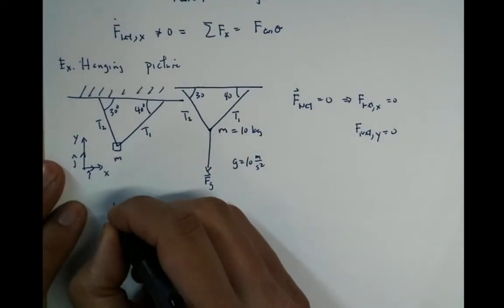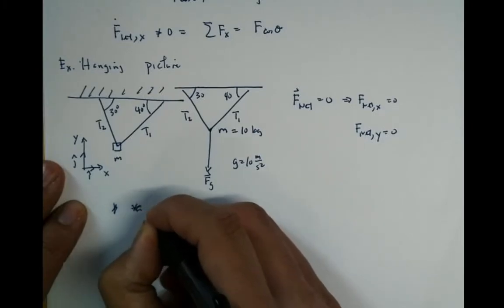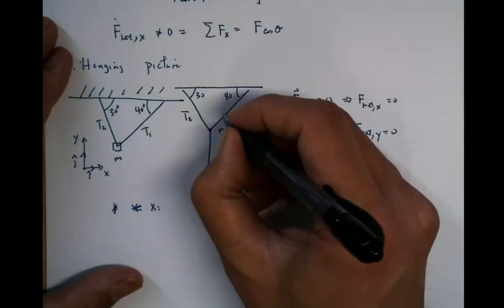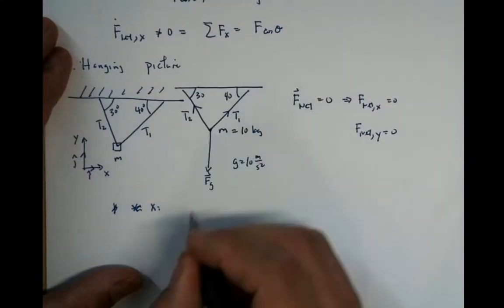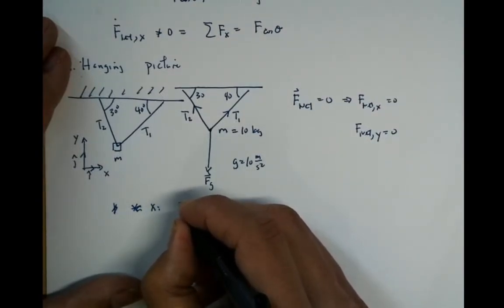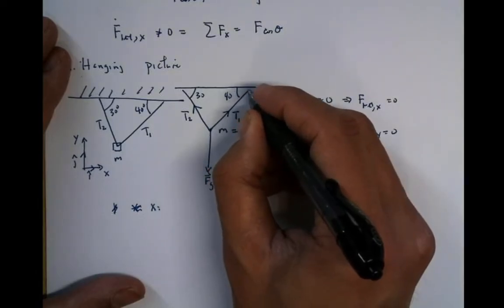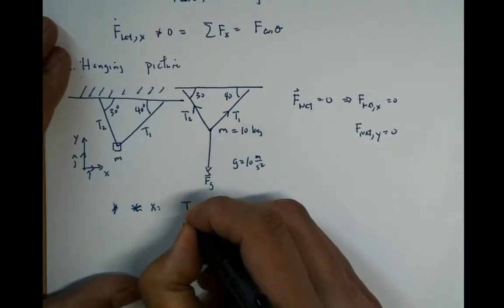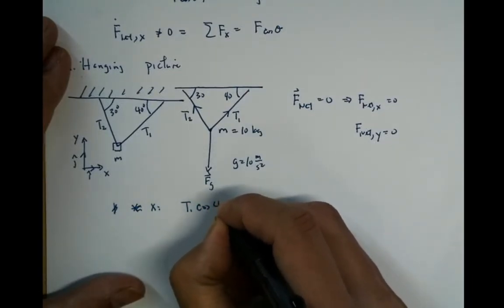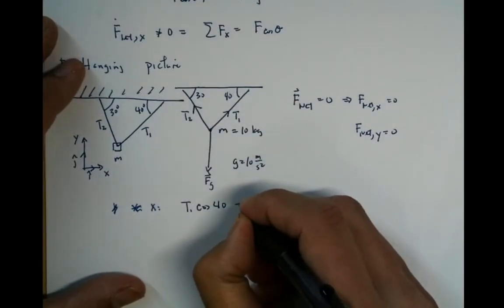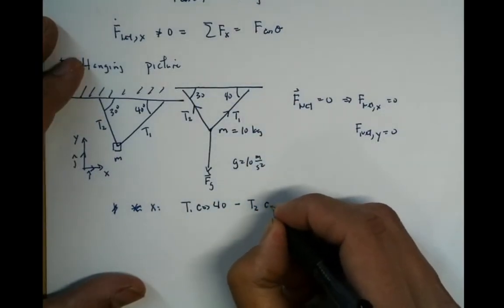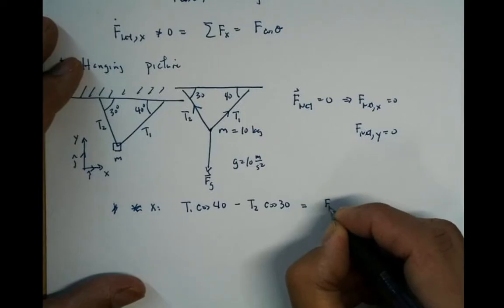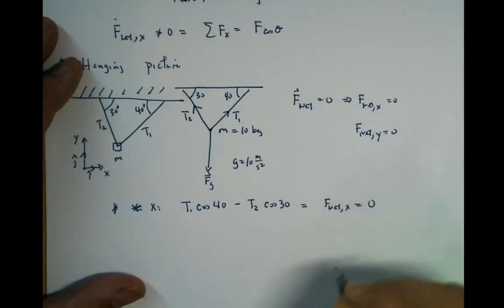Let's do the x direction first. If I pick this object, the tension will pull it in these directions. So T1 will have a positive T1 cosine 40 degrees. T2 pulls the opposite way, minus T2 cosine 30 degrees. That's the net force in the x direction, and this has to be zero.